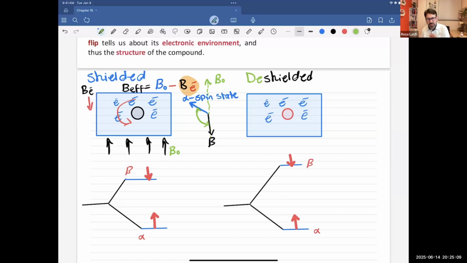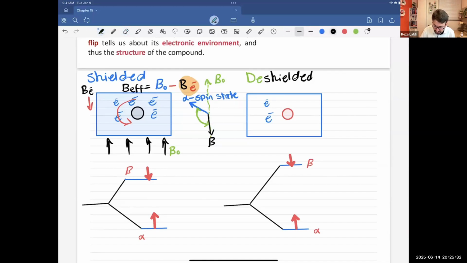Let's compare it with a case where we don't have many electrons. So I have 5 electrons, and I'm going to get rid of many of them. I'm going to leave only one electron there, or we can say we have only 2 electrons.